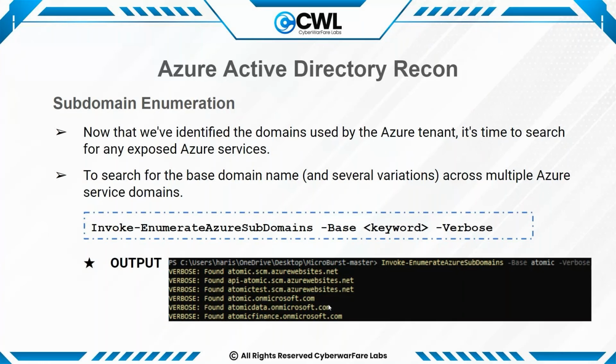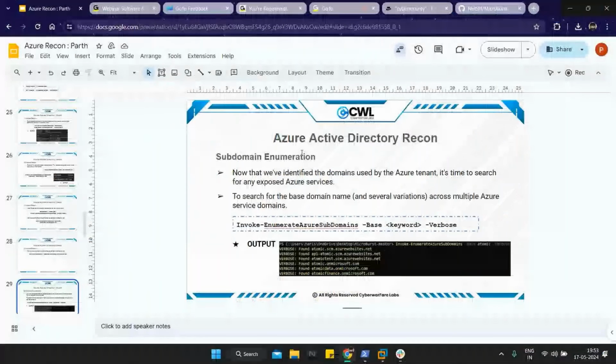You can see the output in this particular screenshot, it has found some of the subdomains related to our keyword. Here we have given atomic as a base keyword, and here you can find that it is working on Microsoft, means it has Azure AD user. It's working on azurewebsites.net. So this is all we can perform on Azure Active Directory.